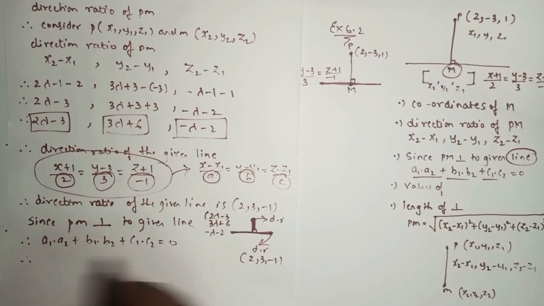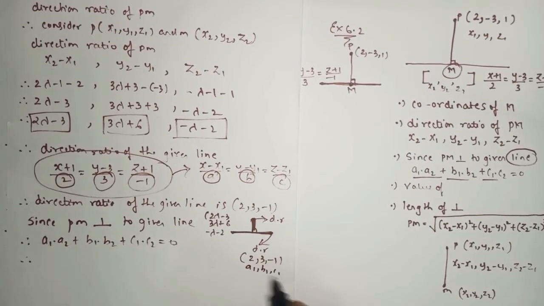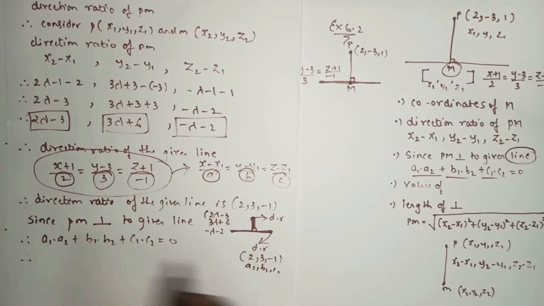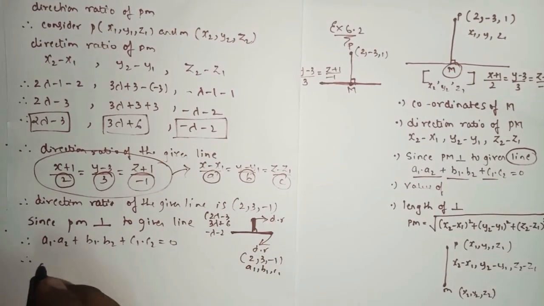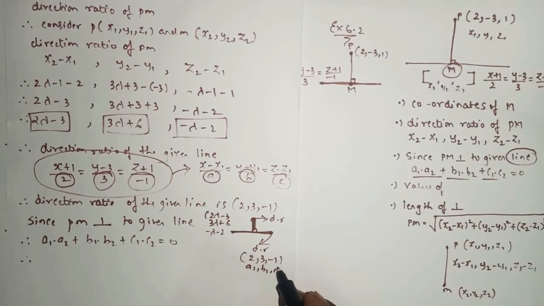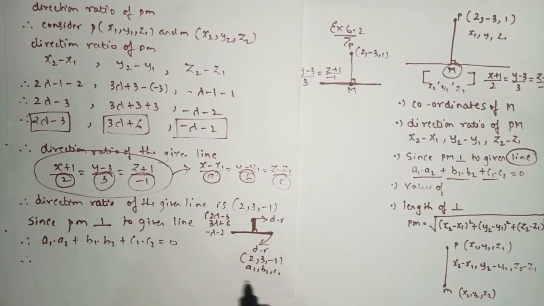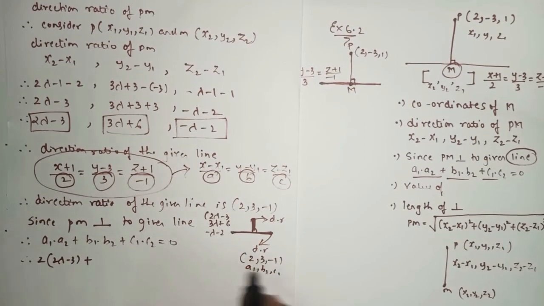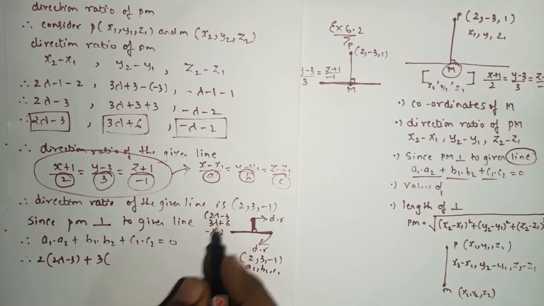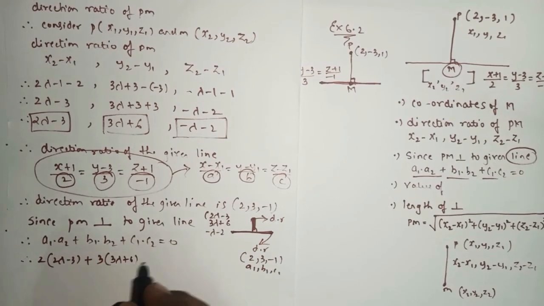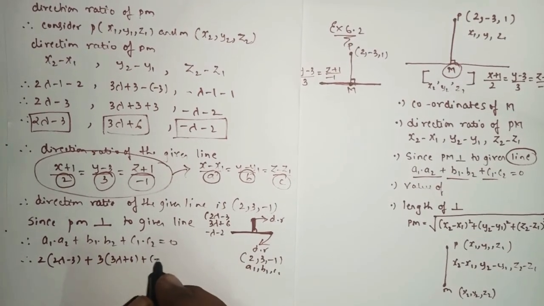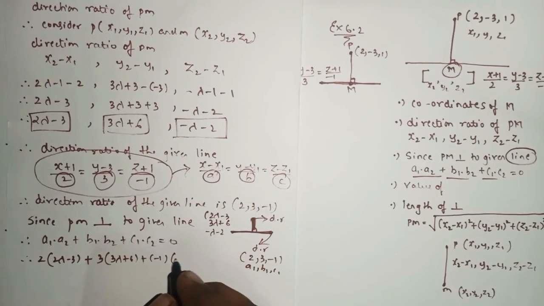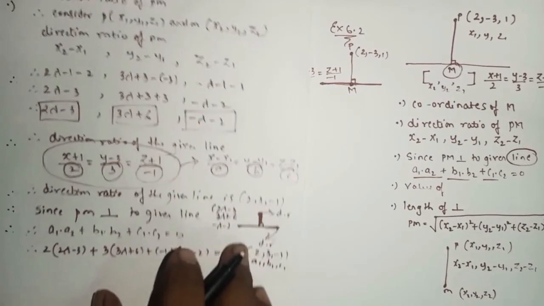Okay, so now we'll consider this as A1 B1 C1 and this as A2 B2 C2. So what is A1? No need of writing that A1 is 2, B1 is 3 and C1 is minus 1. No need of showing all the steps. Straight away you can substitute the values. So A1 is 2, A2 is 2 lambda minus 3, B1 is 3, B2 is 3 lambda plus 6, C1 is minus 1, and C2 was minus lambda minus 2, equal to 0.